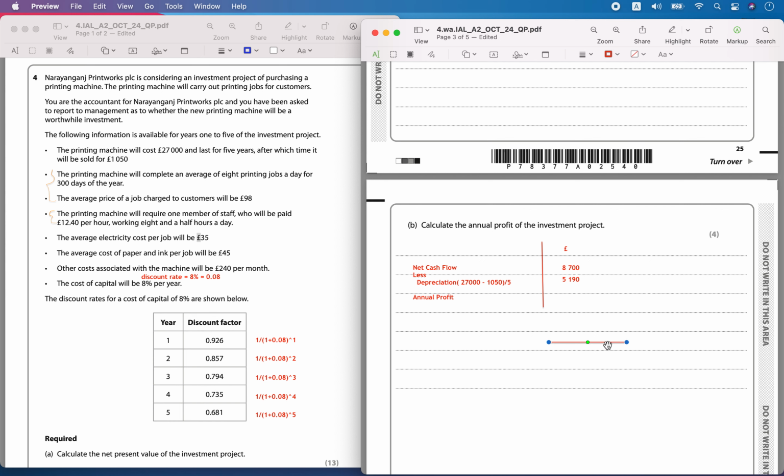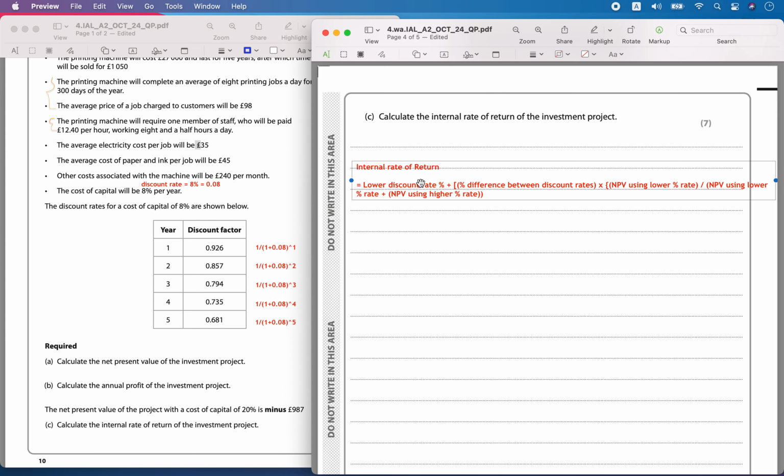So now let's calculate the annual profit. So the annual profit is going to be 3,510 is the annual profit from this project, investment project.